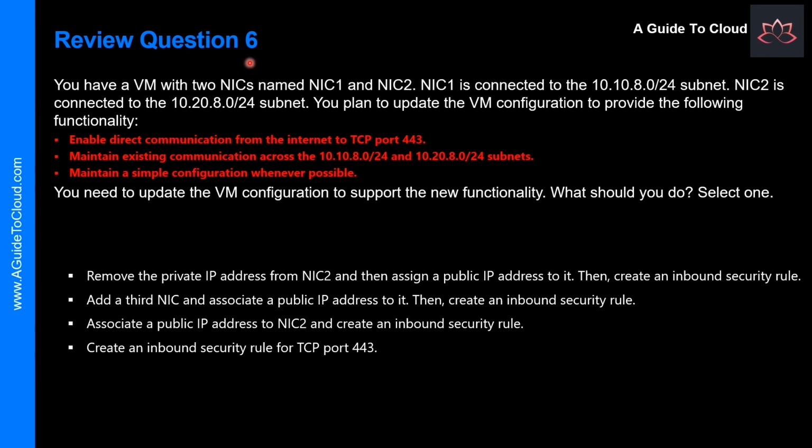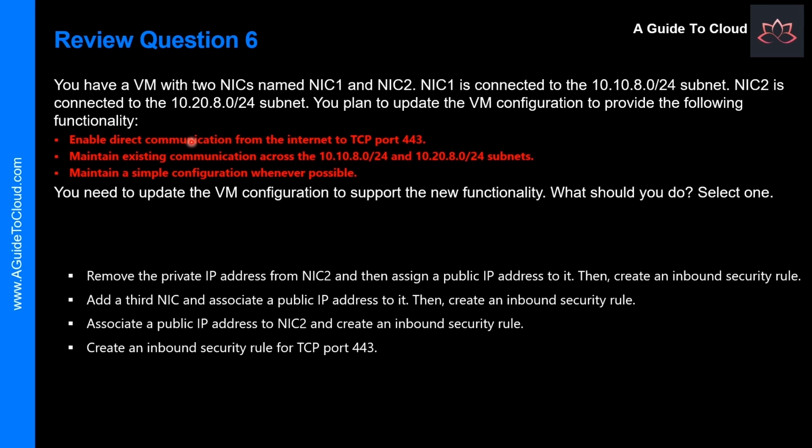All right, let's look at question number 6. You have a VM with 2 NICs named NIC1 and NIC2. NIC1 is connected to this IP address subnet, and NIC2 is connected to another IP subnet. The only difference is 8.0 and 20.8. You plan to upgrade the VM configuration to provide the following functionality. So what are the VM configurations?